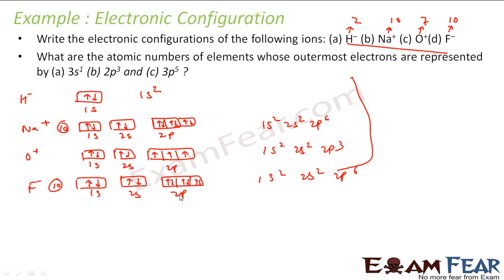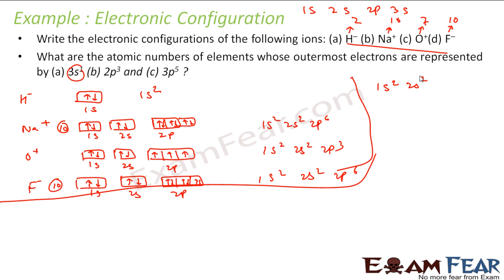Second question: what is the atomic number of the element whose outermost electron is represented by 3s1? Please note, if the outermost is 3s1, the electronic configuration will be something like this. 1s is the lowest energy, then I have 2s, then 2p, then 3s, like this it goes up. So for 3s1, the electronic configuration should be 1s2, 2s all filled, 2p all filled, and then 3s1. This should be the electronic configuration of this element A. So the total atomic number is 2 plus 2, 4, plus 6, 10, plus 1, 11. So 11 is the atomic number for A.